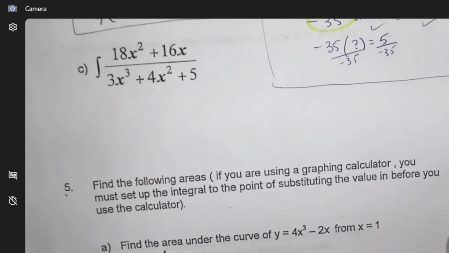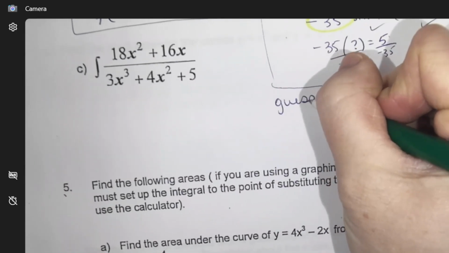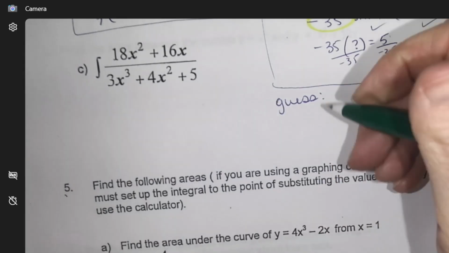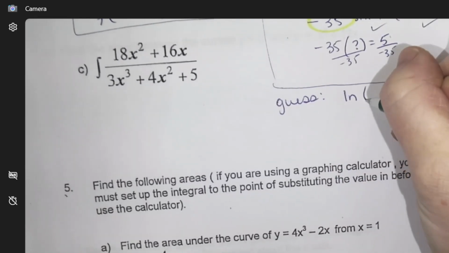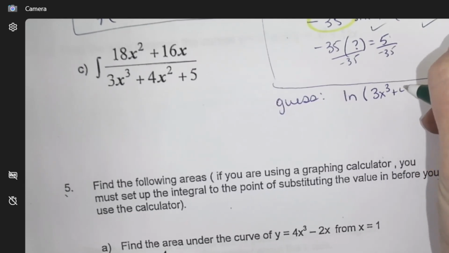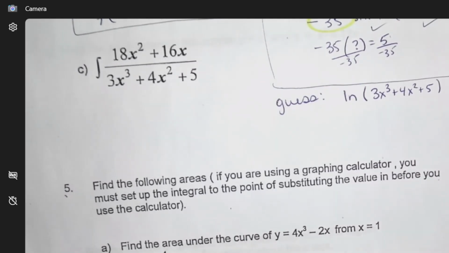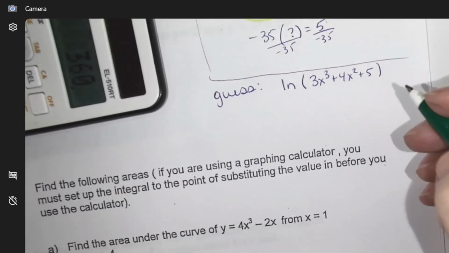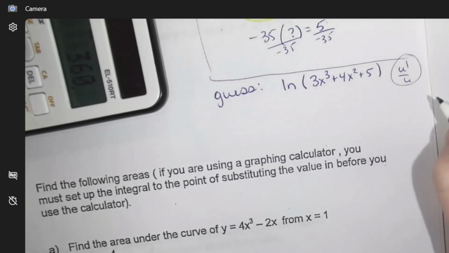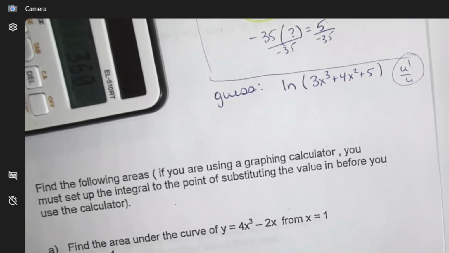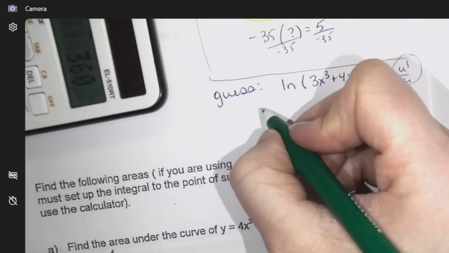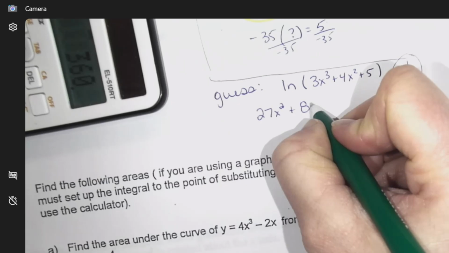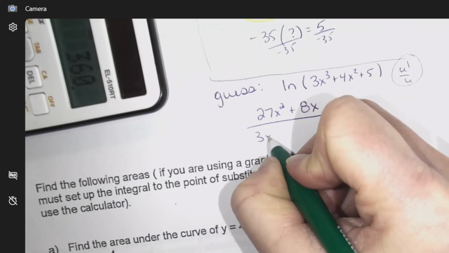What's your guess? Okay. So if you see something that looks like this, what's your guess that you started with? You should do an ln of the bottom. Cover and then work. So I'm going to go with the u prime over u formula when I derive this. U prime over u. So I'm going to get 27x squared, 8x over the original.